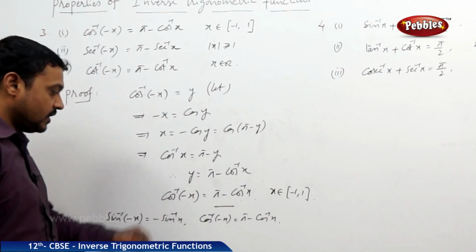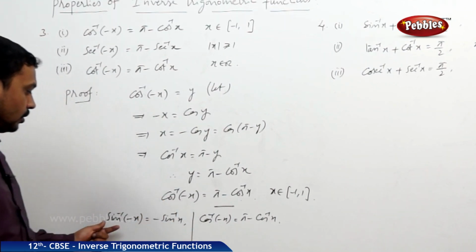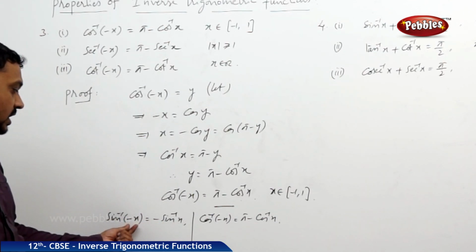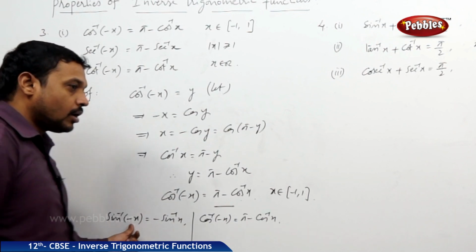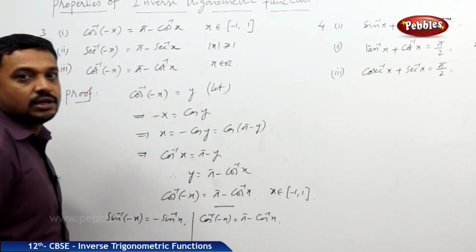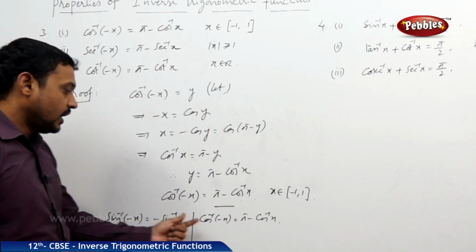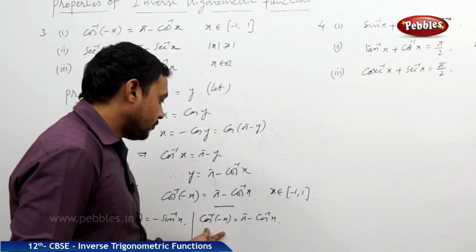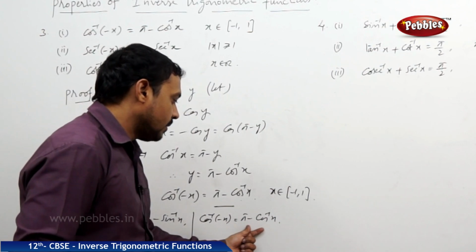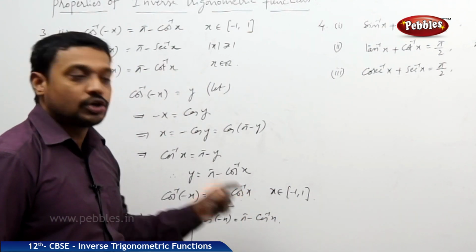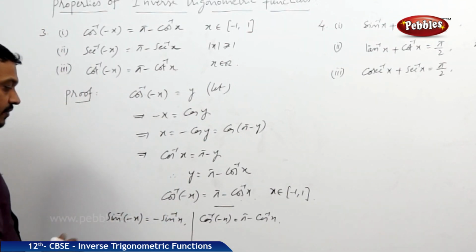What is the difference between these two? Sin inverse of minus x is equal to minus sin inverse x because here the principal domain is minus pi by 2 to pi by 2. Whereas cos inverse of minus x is equal to pi minus cos inverse x because the principal domain of cos is 0 to pi. So that is the difference between them.